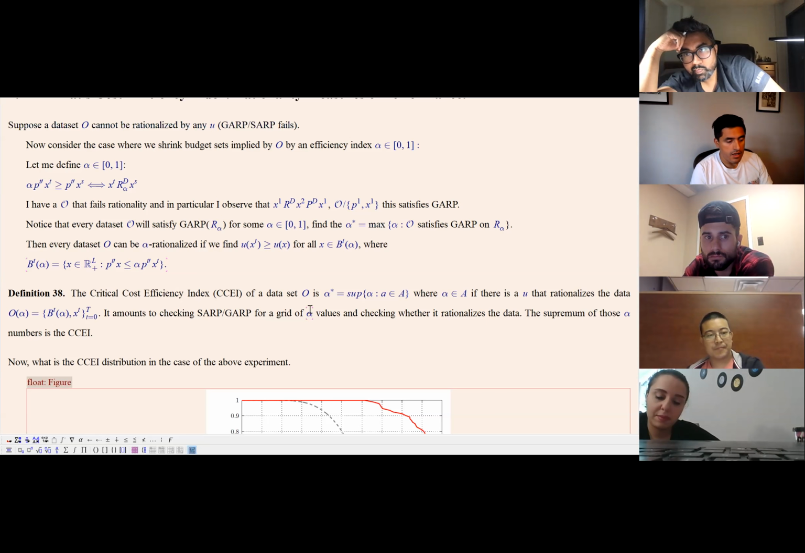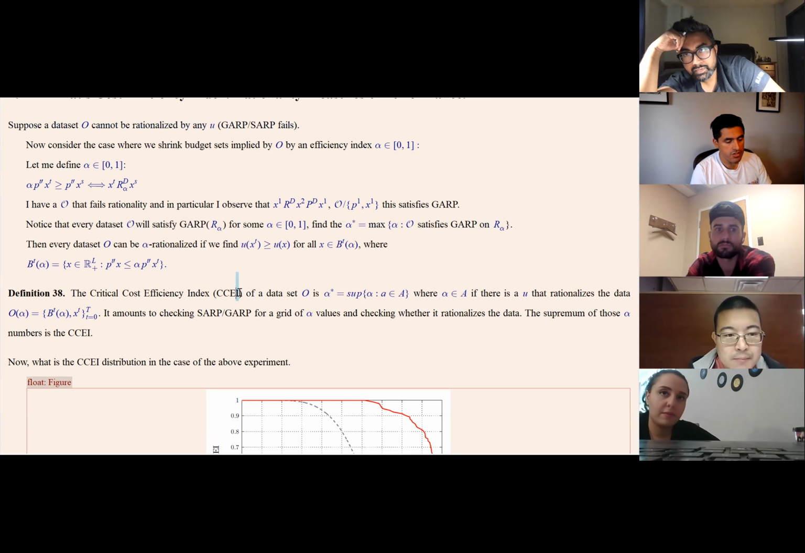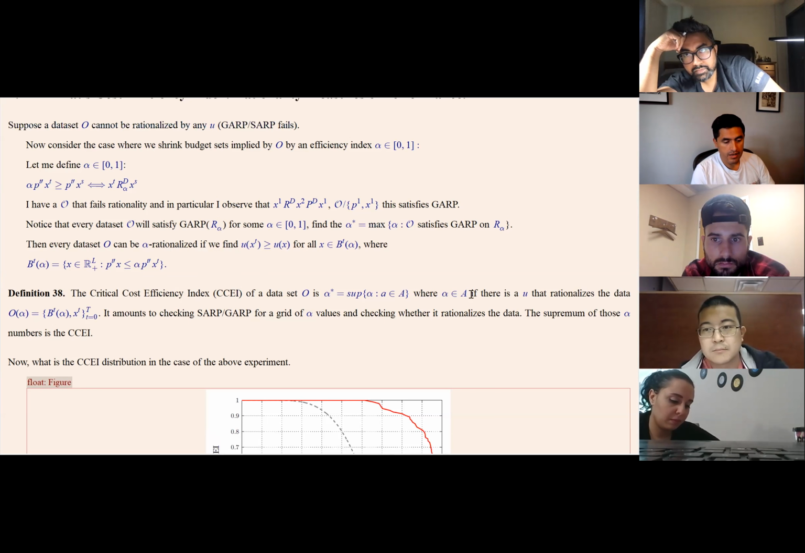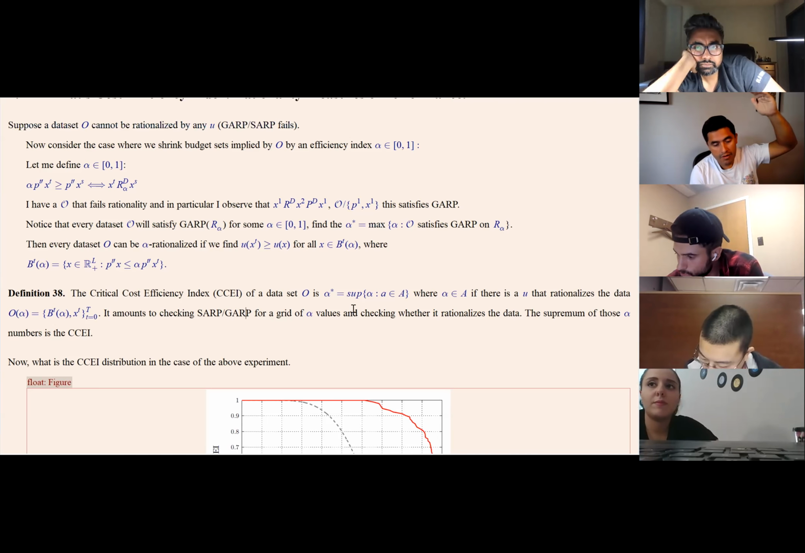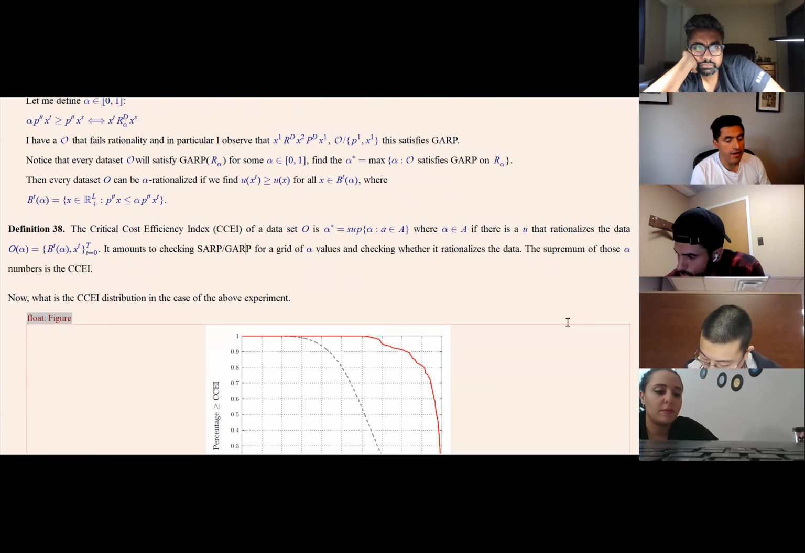So again, I'm just going to simplify the definition. The cost efficiency index is basically the maximum of this alpha, where alpha belongs to this set A, which is the set of items that rationalize the data. So this amounts to checking SARP or GARP for a grid of values alpha, such that the maximum level that is compatible with rationality is the number CCI.